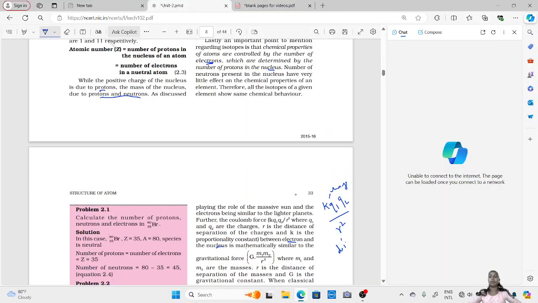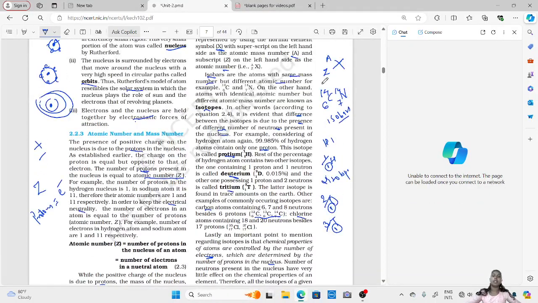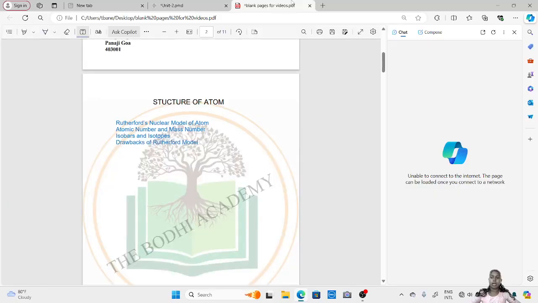We'll see about Bohr's model in our next class. I hope you have understood what we have done today.